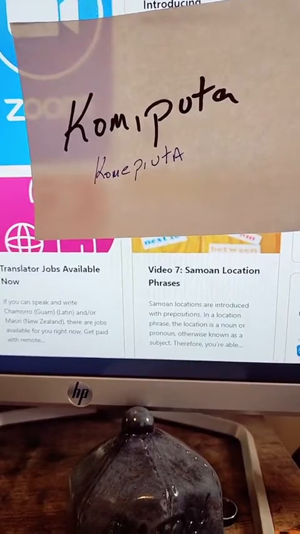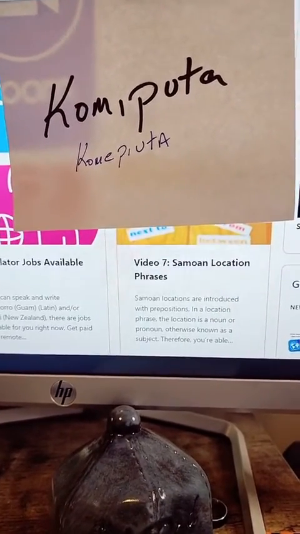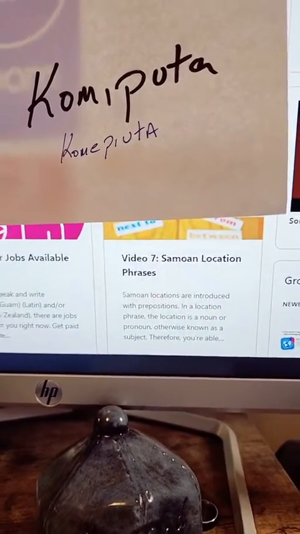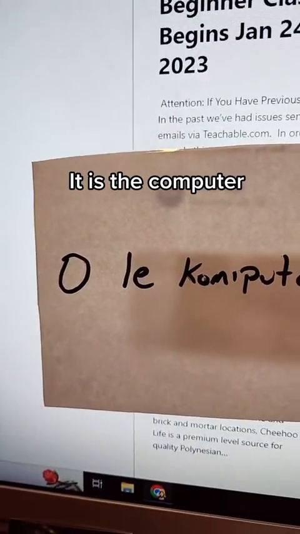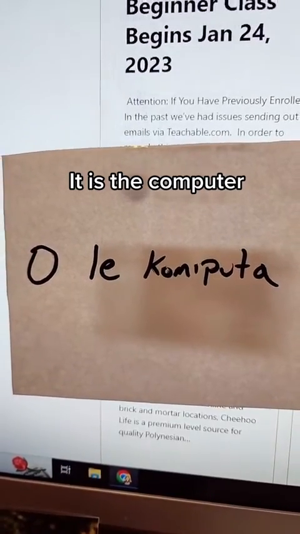All right, now here's the thing. When you put it on there, don't just say the word. Identify it Samoan style in the subject phrase format. That's the noun, but we're going to say it in the whole phrase format. Ole komiputa. It is the computer.